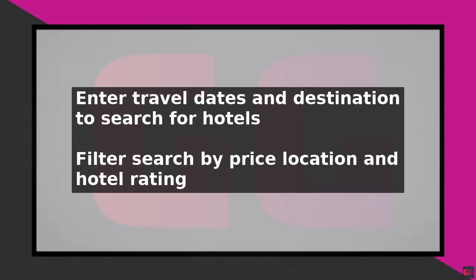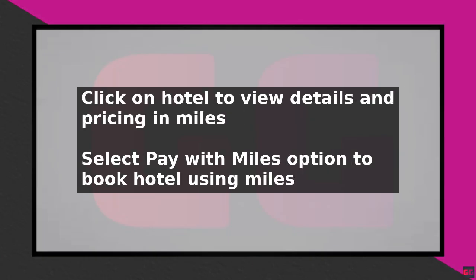To book the hotel using miles, select the Pay with Miles option. You will need to have sufficient miles in your AAdvantage account to cover the cost of the booking. It's also important to note that booking a hotel with miles is considered a revenue ticket, which means you will earn miles on your stay, but you will not earn hotel loyalty points.